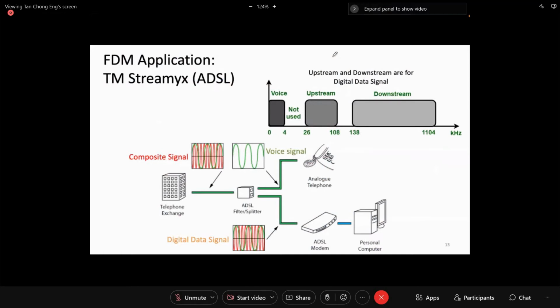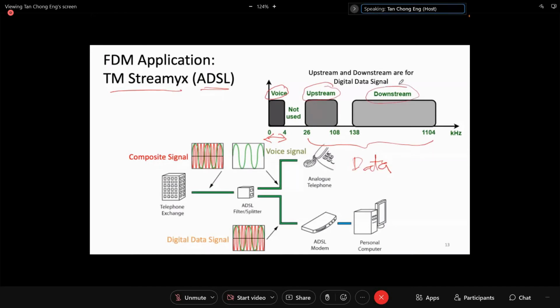Right, so this is another example. A lot of you have experience with streaming at home. Last time, streaming was running on telephone cable, or what we call TM streaming. It's basically an ADSL application. If you look at this graph, 0 to 4 is dedicated for voice, and then this is for data. Then you have upstream and downstream.